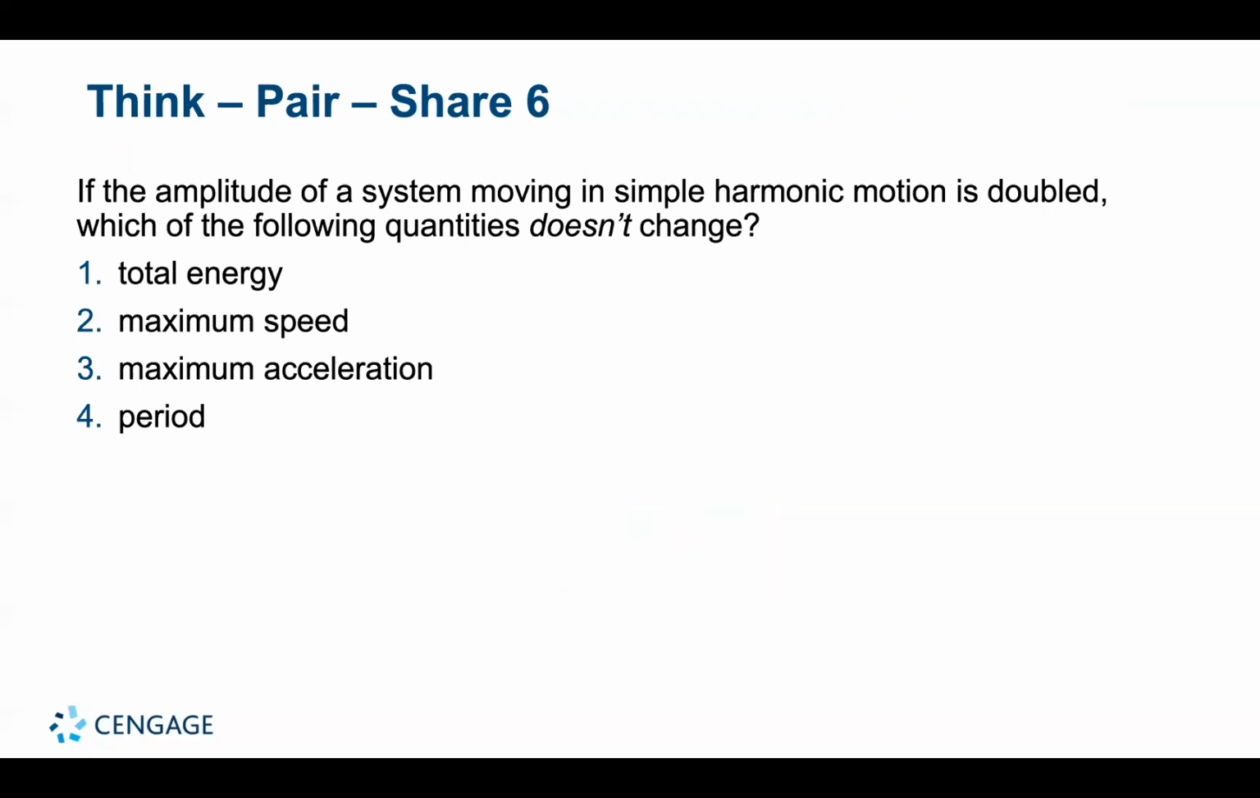The expressions for the total energy, maximum speed, and maximum acceleration are E equals 1/2 kA squared, v max equals A times the square root of k over m, and a max equals A times k over m, where A is the amplitude. These are all changed by a change in amplitude. The period of oscillation is T equals 2 pi times the square root of m over k, and is unchanged by altering the amplitude.